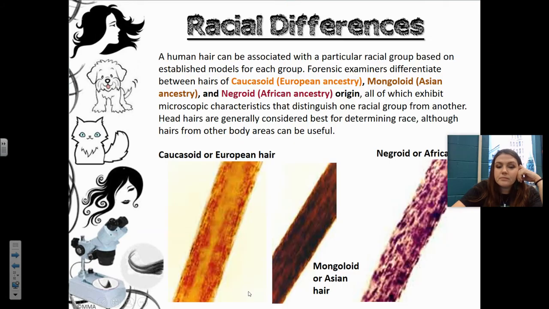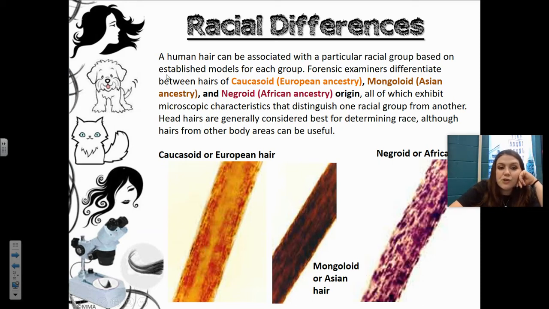Now for racial differences. Again, there are only 3 categories. I can't go into more detail. If you are at home and you're thinking, I'm Hispanic, what do I fall into? Generally, you fall into the Caucasoid or European hair. That's generally the same kind. It would just probably be a darker brown, but you're still going to fall into the same characteristics of Caucasian hair.